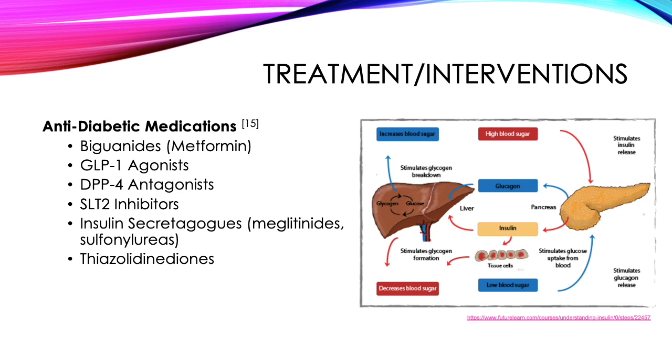SGLT2 inhibitors inhibit the action of sodium glucose cotransporter 2, whose job is to regulate reabsorption of glucose in the kidneys. When it is inhibited, the excretion of glucose in the urine is increased. Insulin secretagogues stimulate beta cells in the pancreas to increase insulin release. And finally, thiazolidinediones increase insulin sensitivity in adipose, muscle, and liver cells.